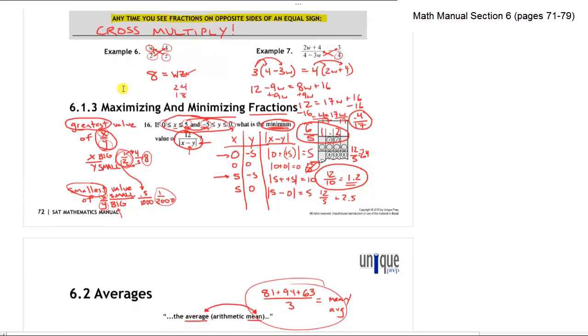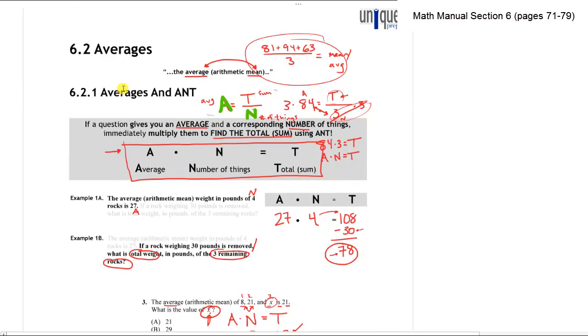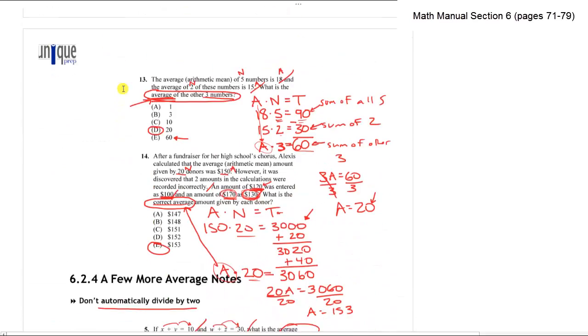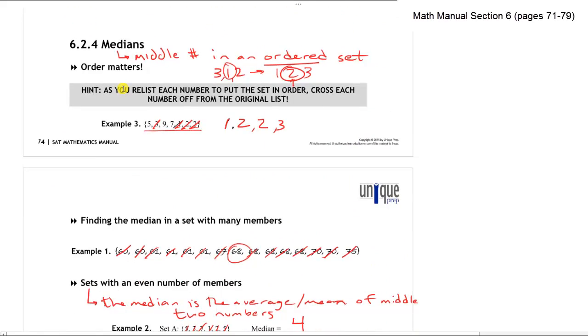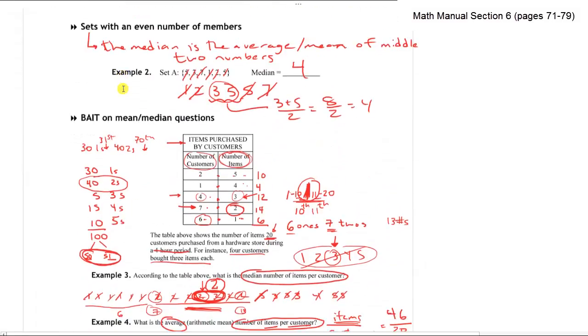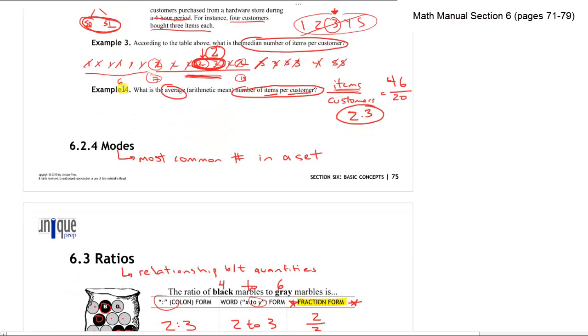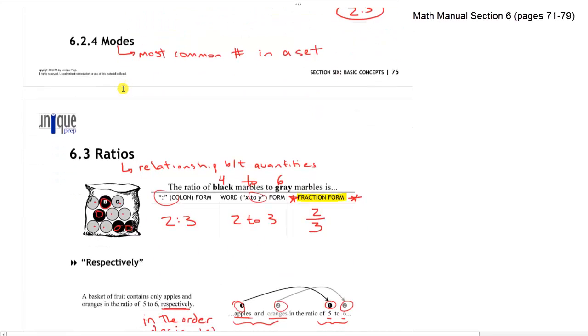You should know how to maximize and minimize the value of fractions. With averages, generally you're going to be using the ANT formula, average times number equals total. That is frequently the easiest way to tackle average questions. You should know that medians are the middle number in an ordered set, that modes are the most common number in a set. Modes are very uncommon on the SAT, but you should still know what the mode is just in case it shows up.